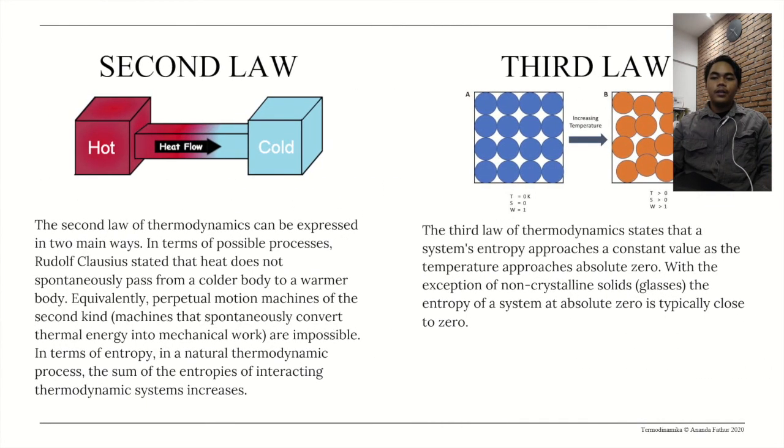The second law of thermodynamics can be expressed in two main ways in terms of possible processes. Rudolf Clausius stated that heat does not spontaneously pass from a cooler body to a warmer body. Equivalently, perpetual motion machines of the second kind, machines that spontaneously convert thermal energy into mechanical work, are impossible. In terms of entropy, in the nature of thermodynamic processes, the sum of the entropies of interacting thermodynamic systems increases.